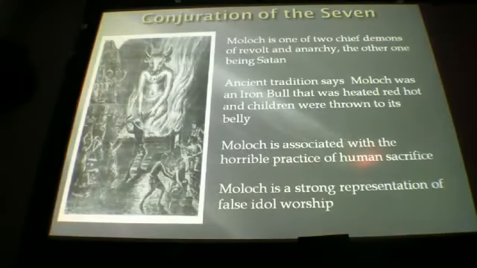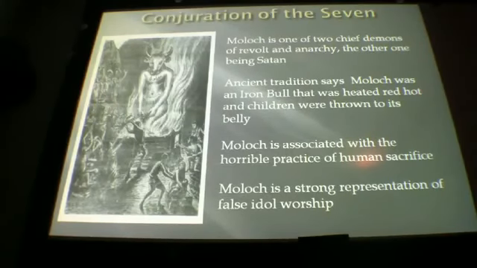So, Moloch is one of two chief demons of revolt and anarchy, the other one being Satan. Satan comes from the Hebrew ha-satan, which literally means the adversary. Ancient tradition says Moloch was an iron bowl that was heated red hot and children were thrown into its belly. Moloch is associated with the horrible practice of human sacrifice, and is a strong representation of false idol worship.